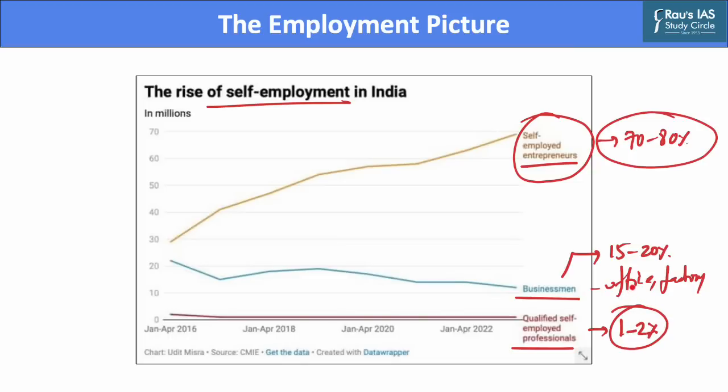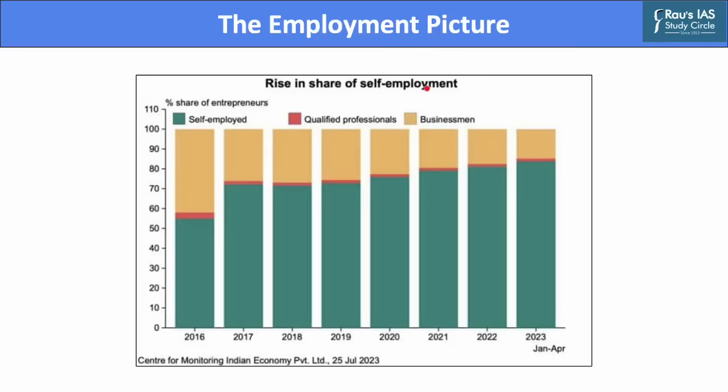Now the composition of these people has changed considerably since the year 2016. Let us take a look at this composition in the next slide. Now from this CMI data, it is quite clear that the share of businessmen has decreased considerably from 2016 onwards. And this fall in the share of businessmen was offset by an equal rise of self-employed entrepreneurs in the country, which is quite visible from this development in the year 2013.